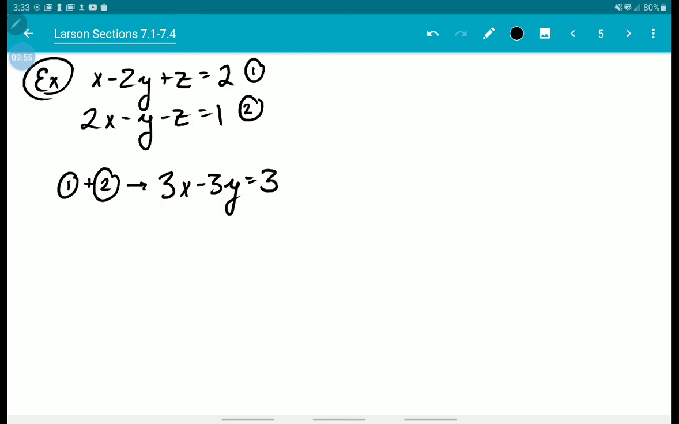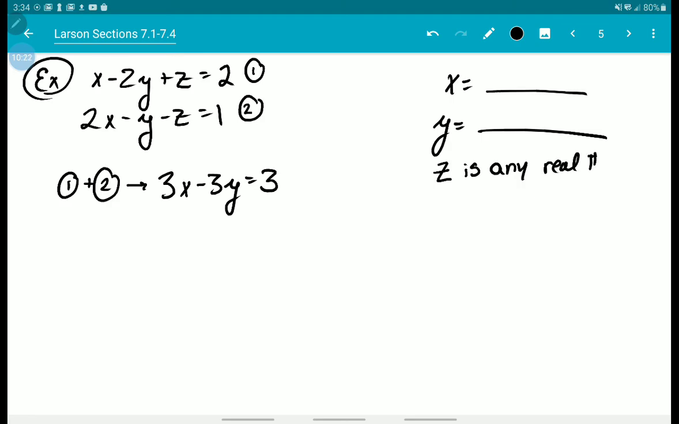Now, we already know there's an infinite number of solutions because we looked at what this picture looks like. What's going to happen is that we need to be able to solve and write that line in 3 dimensions as x equals something, y equals something, and then we're going to let z be a free variable. That means z can take on the value of any real number. So if we solve this equation for x, we have 3x is equal to 3y plus 3. Divide everything by 3 to get x by itself, and we get x equals y plus 1.